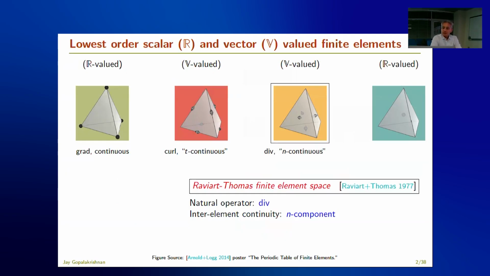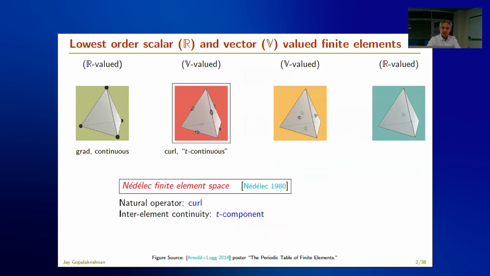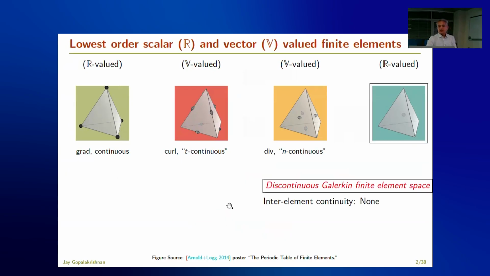And there is a companion space by Raviart and Thomas called the Raviart-Thomas finite element space, where the natural operator is the divergence operator, and the interface continuity conditions are the continuity of the normal component. Whereas in the previous one, it was the tangential component, which I'm going to refer to as T continuity, and the natural operator was curl. And of course, there is the discontinuous Galerkin finite element space, which I don't put a date there because it's a space of piecewise constants, which has been around since the beginning of time.